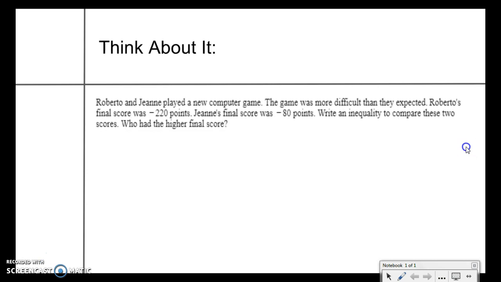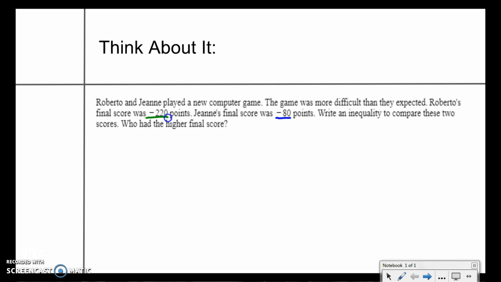Alright, so here's another scenario. This one you just have to think about, you don't have to copy it down. Roberto and Gianna, or Gian, I guess is how you would say it, played a new computer game. The game was more difficult than they expected. Roberto's final score was negative 220. Ooh, that's not good. Negative 220 points. Ooh, nice work, Pen. Gian's final score was negative 80. Write an inequality to compare these two scores. Who has the higher final score?